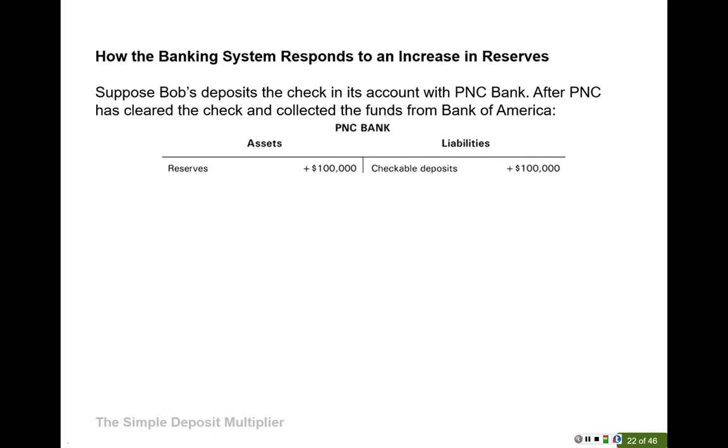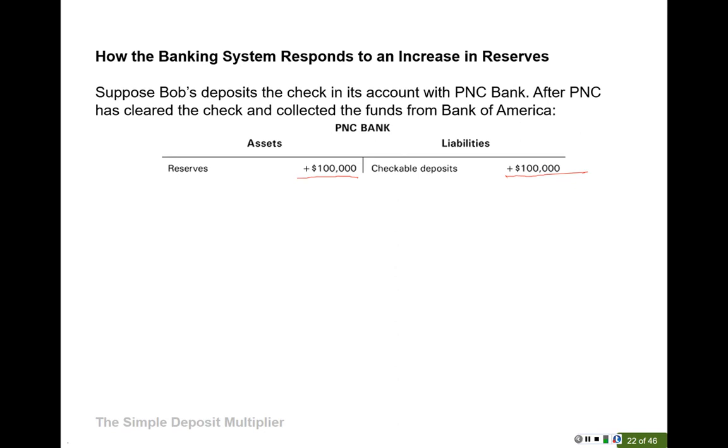And following what we talked about previously, after Bob gets the $100,000 check, he is going to deposit this check into his bank. Suppose PNC Bank is Bob's bank. In this case, after his deposit, the checkable deposit will increase by $100,000, and the PNC Bank reserve will increase by the same amount.